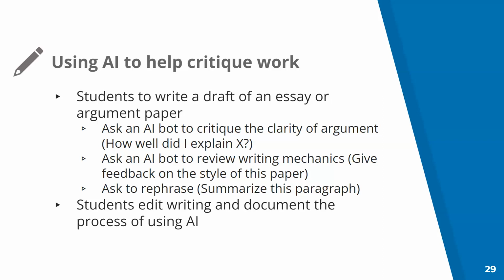Another way that they might ask for critique from AI is to ask for a review of different writing mechanics. So this could be feedback on the style of the paper overall. It could also include things like transition sentences or overall audience, kind of what does the AI think the audience is. Checking for how well the students wrote something in the way that they wanted to.